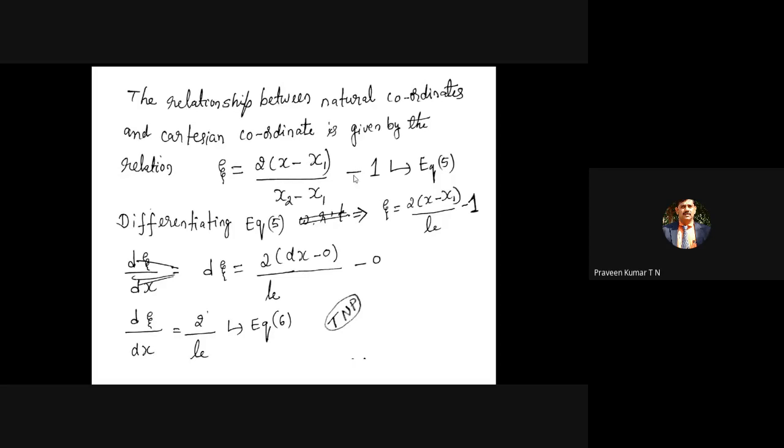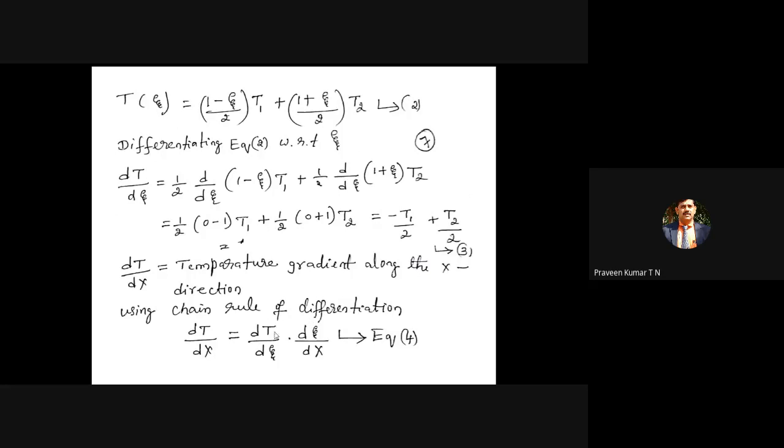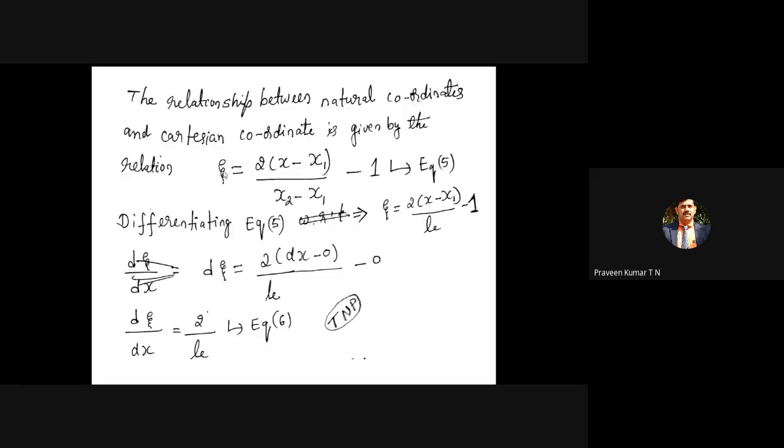That means we have equation number 5, which relates the global coordinate x and natural coordinate xi. But what we required is, as per this equation, we have dT by dxi, which we already know from equation number 3, and dxi by dx. For getting dxi by dx, you have to differentiate this with respect to x. Once you differentiate this equation, we'll get dxi is equal to so and so. So finally, we'll get dxi by dx is equal to 2 by le.